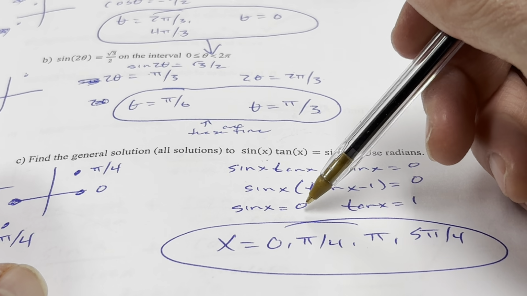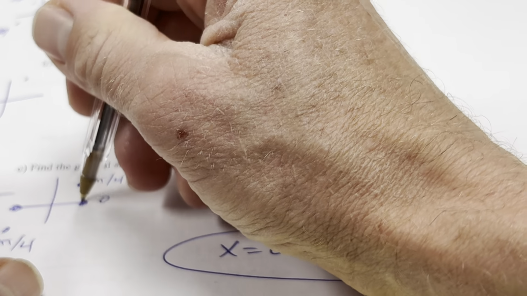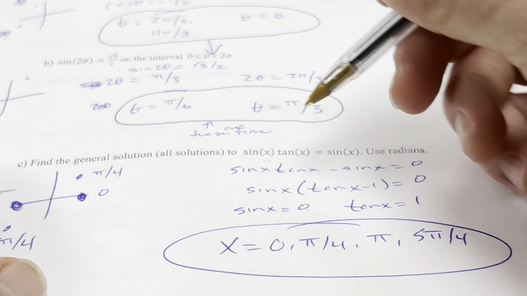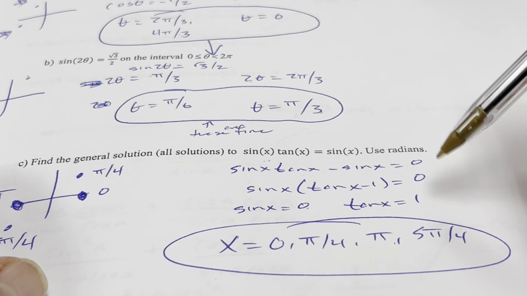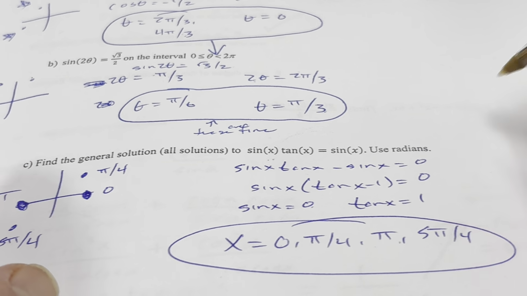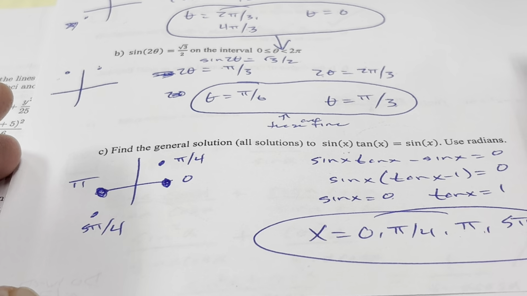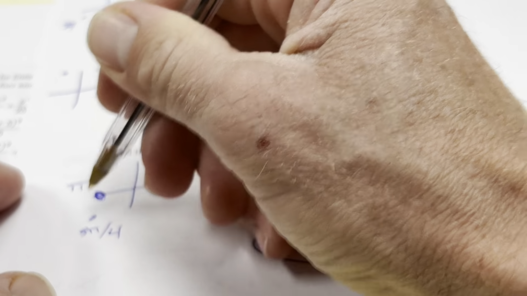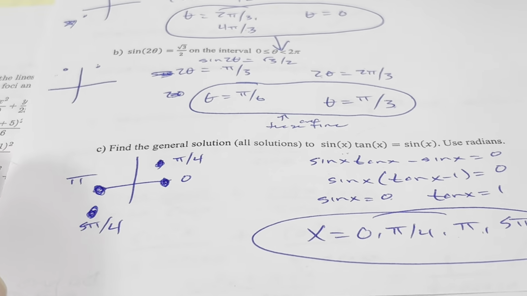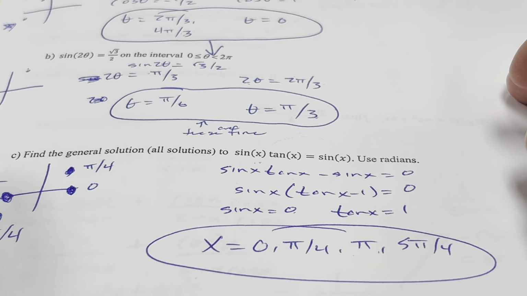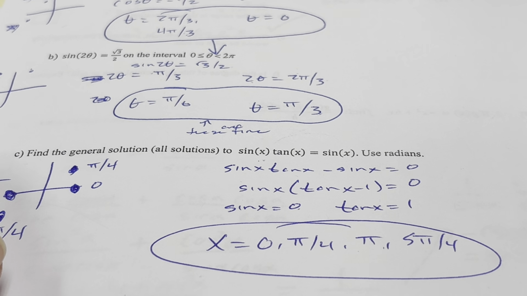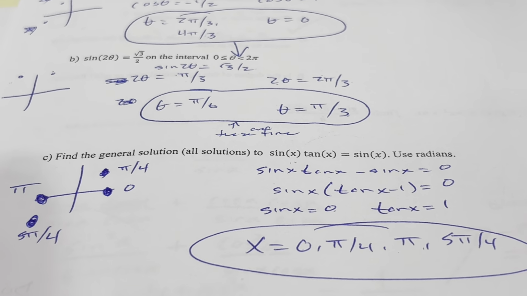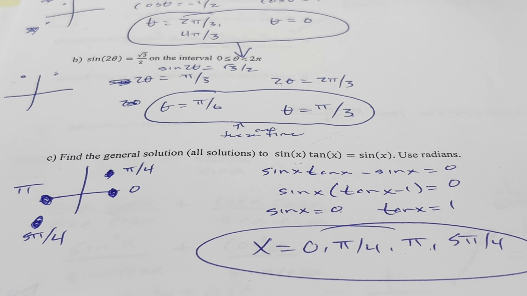Where on the unit circle is sine 0? It's 0 at the beginning and at pi, so 0 and pi. Where in the unit circle is tangent 1? Tangent 1 is in the pi fourths family, at pi fourths and 5 pi fourths. At 3 pi fourths and 7 pi fourths, tangent is a negative 1, and that is not what you are after.